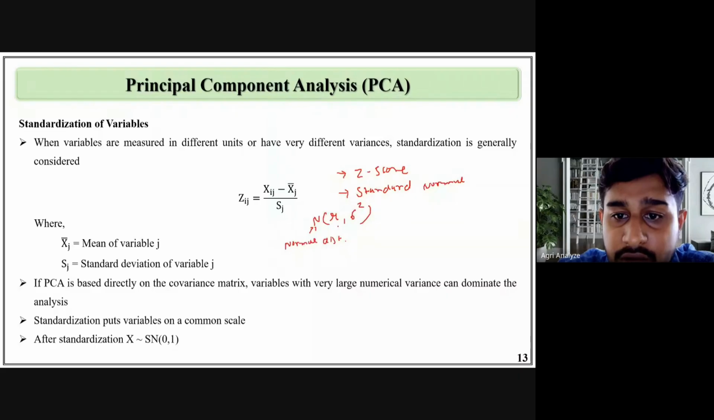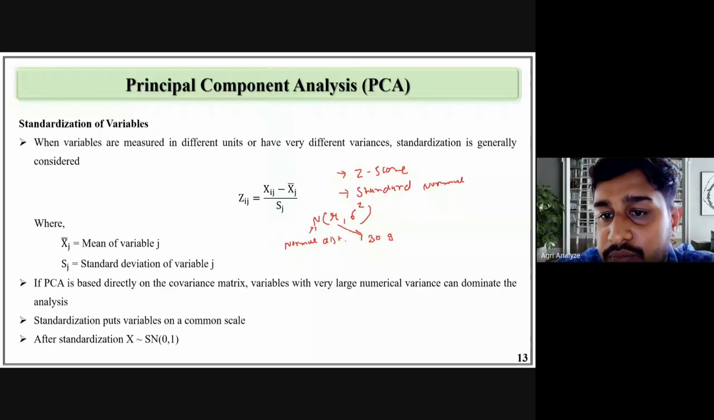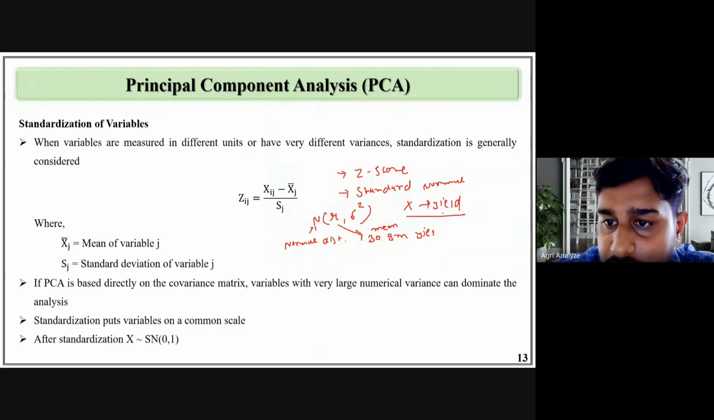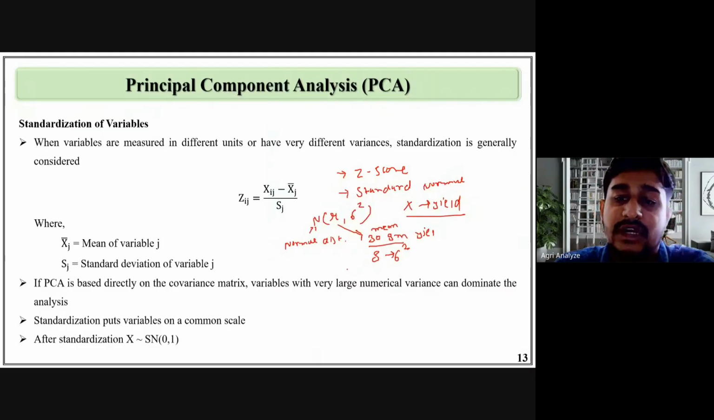Okay, here mu means the mean of your variable, like if you have a variable x, it is yield. The mean of the yield is 30 gram and the variance of your data is 3.